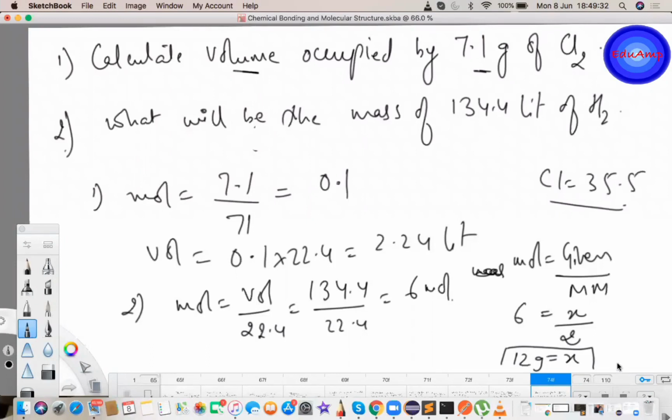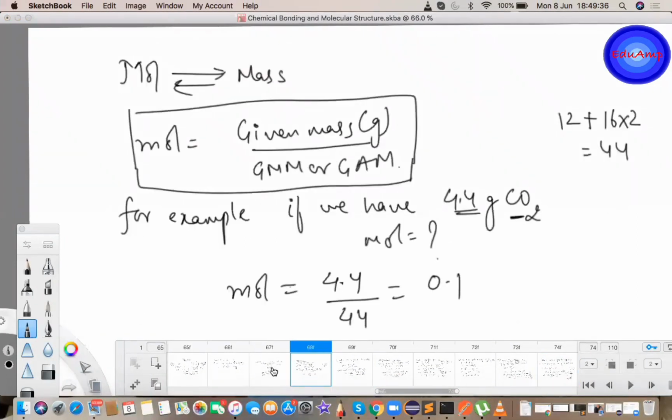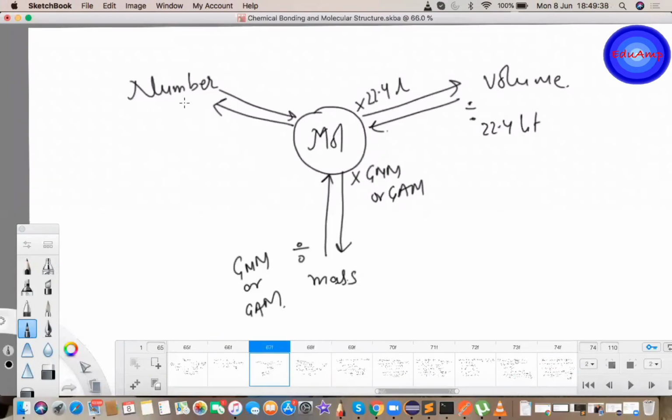Now, next we are going to move on to mole and number. If you multiply mole by Na, you will get number, and if number is given, just divide it by Na, you will get mole.